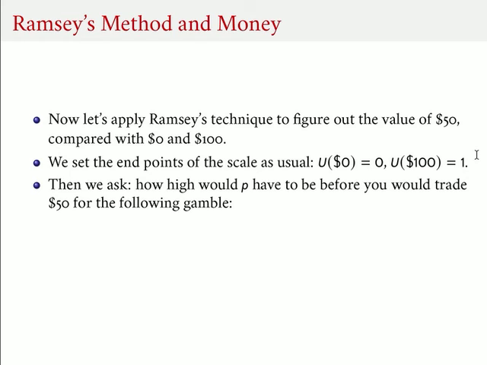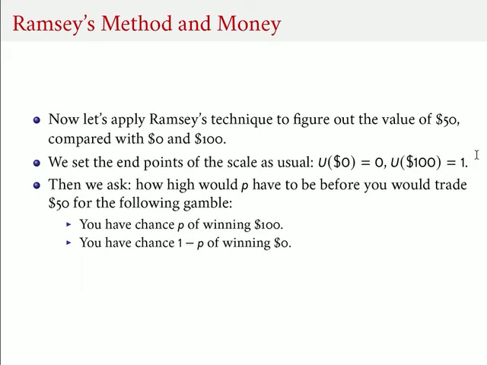Now we're going to ask, how high would the probability P have to be before you would trade a guaranteed $50 for the following gamble, where you have a chance P of winning $100 versus a chance 1 minus P of winning 0. So you can take a moment to reflect on what your subjective answer is to this question. But again, the question is, suppose you're offered a choice. You can take $50 for sure, or instead of having a guaranteed 50, you can take a gamble. And this gamble will give you a certain chance of winning $100, but then there's also the chance of winning 0. So how high for you would P have to be before you'd start being willing to take this gamble versus a guaranteed 50?